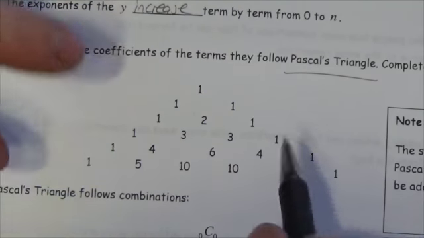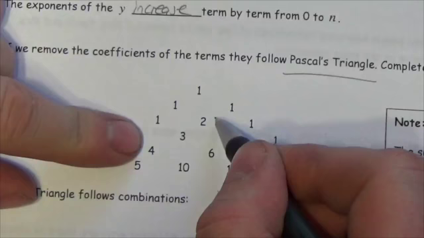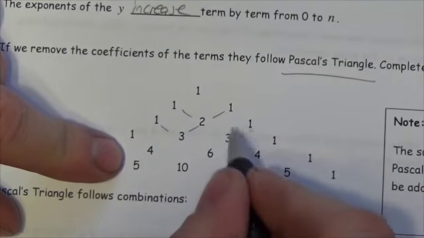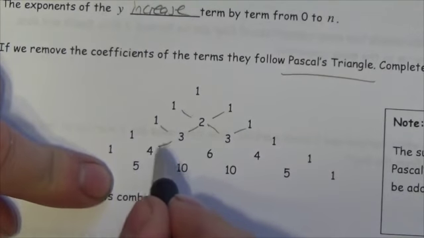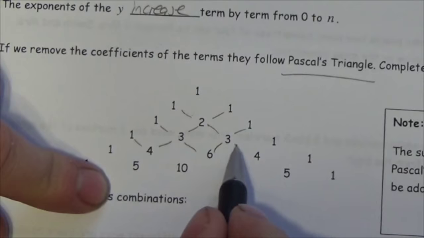But if you haven't seen it already, for some people it's immediately obvious. For others, it's not quite so obvious. Notice that 2 is the sum of those two values. 3 is the sum of those two. 4 is the sum of those two. 6 is the sum of those two, and so on.